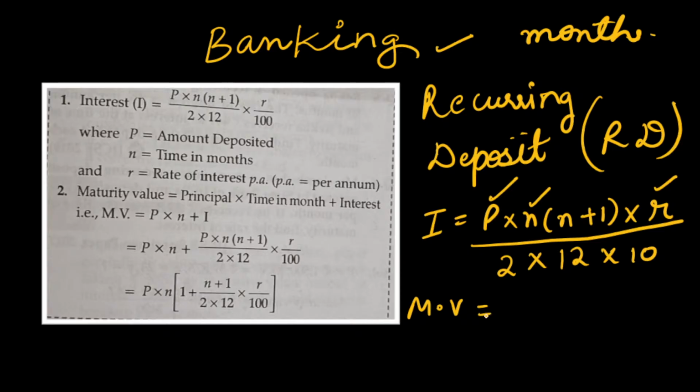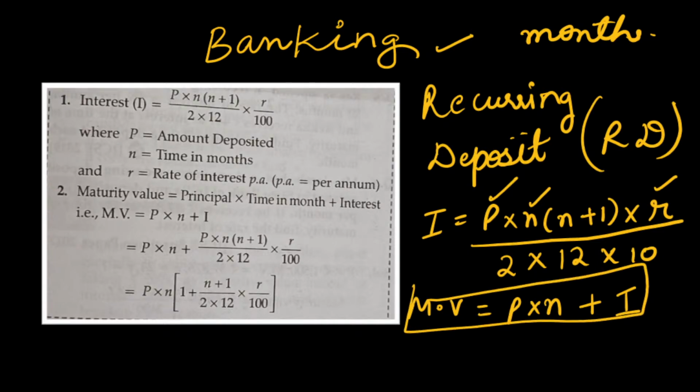Then there is maturity value. Maturity value is that value which we get after the time period gets over. The last amount which we are going to get is the maturity value. The maturity value formula is P into N plus I. Here I is interest, P is principal, N is number of months. These two formulas we are going to use throughout this chapter.